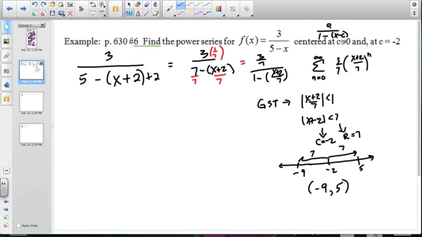I didn't do the center of 0, but we've done a couple centered at 0, and we'll do some more. So I'm not going to worry too much about that.